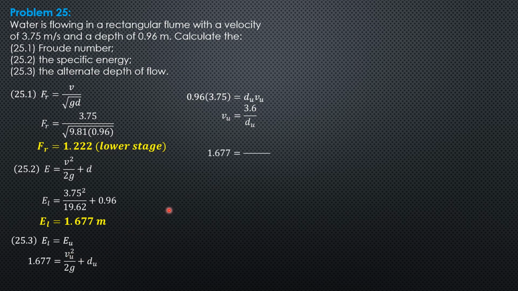Substitute here: 1.677 equals 3.6 quantity squared over d_u, that's 0.6606. Again, 3.6 squared over 19.62, that's 0.6606 over d_u squared plus d_u. By trial and error or using your high-tech calculator, make sure that you substitute a higher value. So not 1, because it is close to 0.96, it should be 2. So the depth in the upper stage is 1.263. So that's it for this problem.